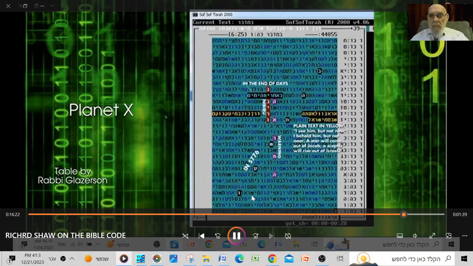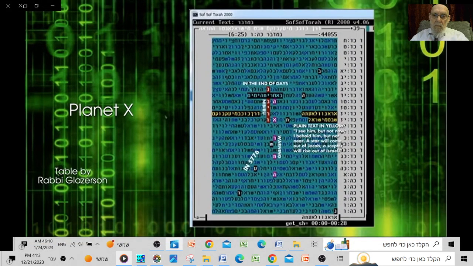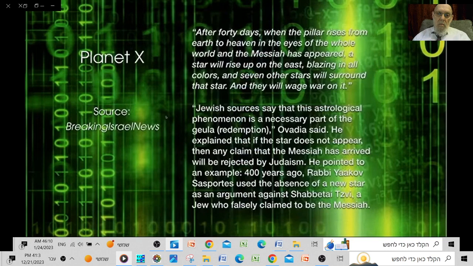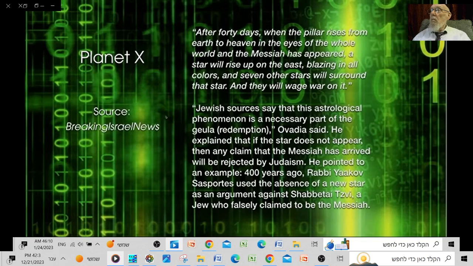Here's another one, a little bit different. But in the actual plain text, it says, I see him, but not now. I behold him, but not near. A star will come out of Jacob. A scepter will rise out of Israel. And this is out of Breaking Israel News. After 40 days, when the pillar rises from earth to heaven in the eyes of the whole world, and the Messiah has appeared, a star will rise up on the east, blazing in all colors, and 7 other stars will surround that star, and they will wage war on it.